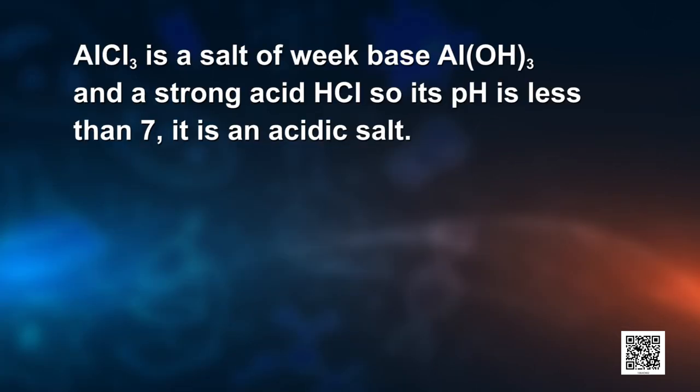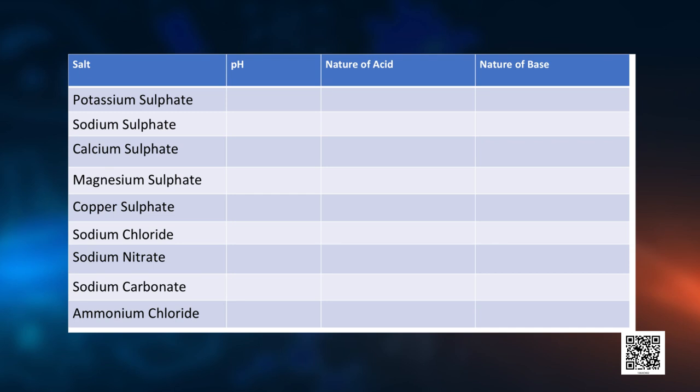So, this is an indication, isn't it? If I find that aluminium chloride salt gives a pH which is less than 7, that means it's a salt of a weak base, aluminium hydroxide, and a strong acid HCl. So, in this manner, you would be able to say which acids are strong and which bases are strong, isn't it? So, the table is there in front of you on the screen. You have to find the pH of the salts given in the table and also say which acid and which base have been used to produce these salts.